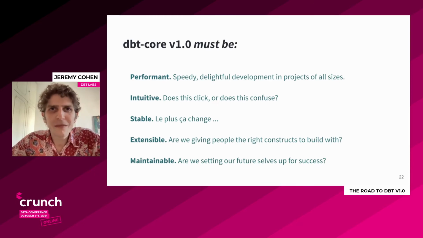These are 5 words. I could have picked some different words that have similar meanings, but I think these do a pretty good job of capturing at least 80% of the most important stuff. Before we can cut the ribbon, before we can say this is DBT Core 1.0, it's got to be performant at scale. It has to feel intuitive, at least more intuitive than it did on January 1st. It has to feel stable.